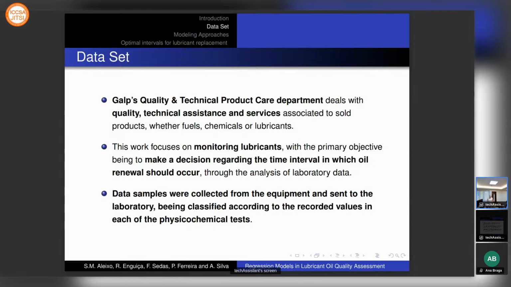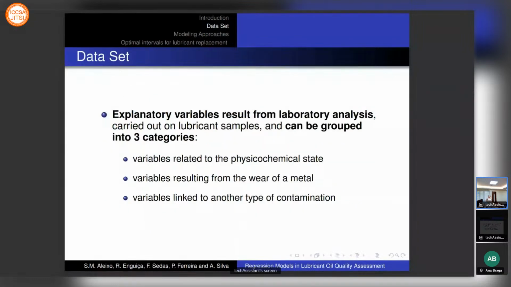Data samples were collected from the equipment, and then they were sent to the laboratory, being classified according to the recorded values in each of the physicochemical tests. So we have three types of explanatory variables. They result from laboratory analysis carried out on lubricant samples. The first ones are related with the physical-chemical state. The second ones result from the wear of a metal, and the last ones are linked to another type of contamination.